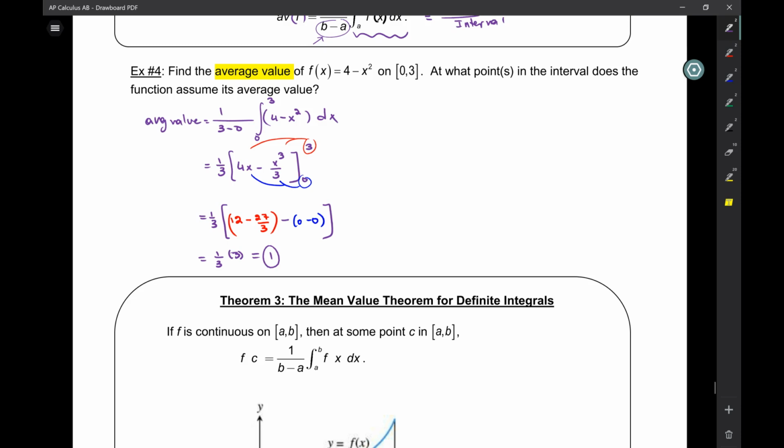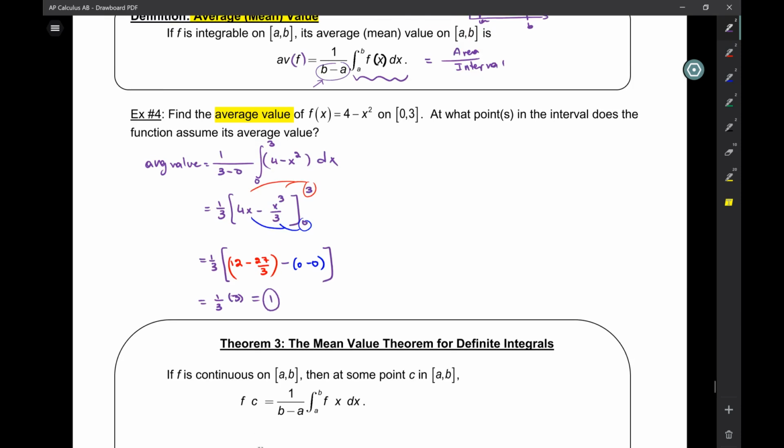So 4 minus x squared, right? What is 4 minus x squared? What shape is that? It's a parabola here, opening down. And now we want the value that, okay, so we're looking from 0 to 3. So basically, it's this portion, and you see how the values are constantly changing.